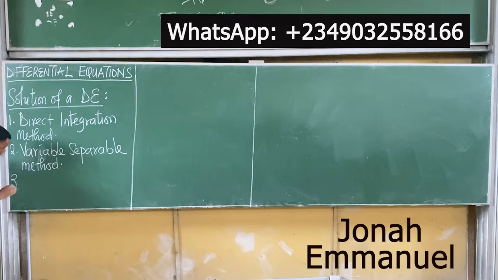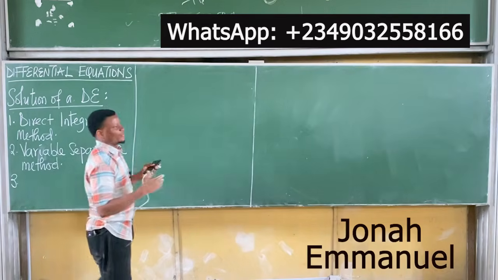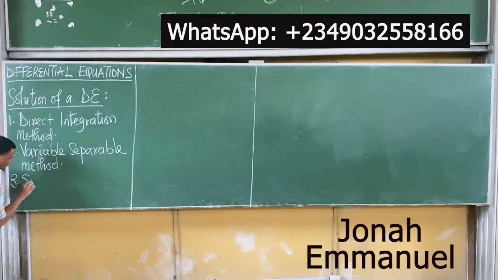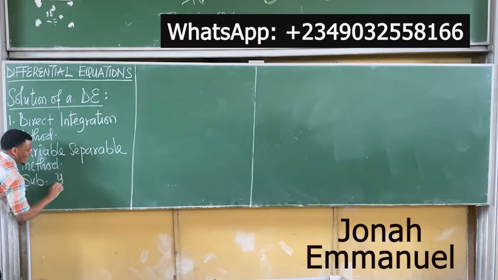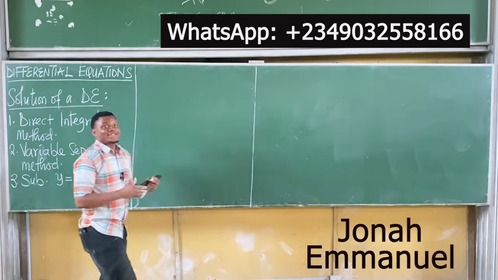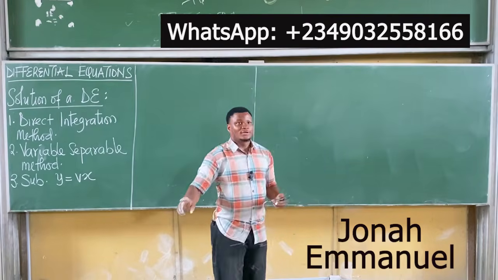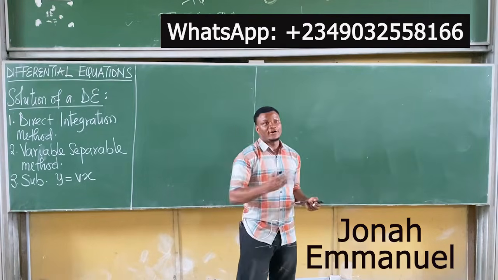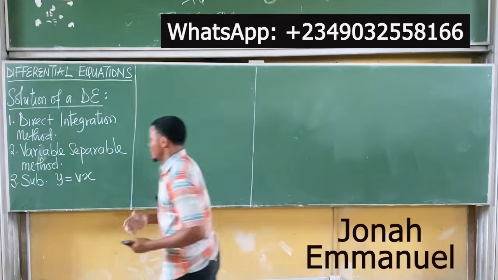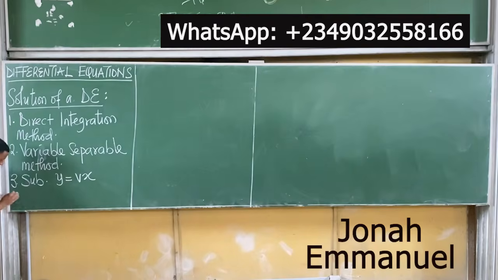The third method is not actually called a method, but anyways, the third method involves substituting. It's not a method, it's just a step of solving: substituting y equal to vx. Just note that in the third process, you have to use y equal to vx. Then a fourth method is the use of integrating factor.